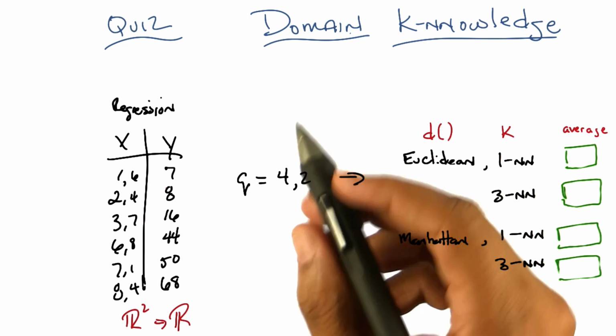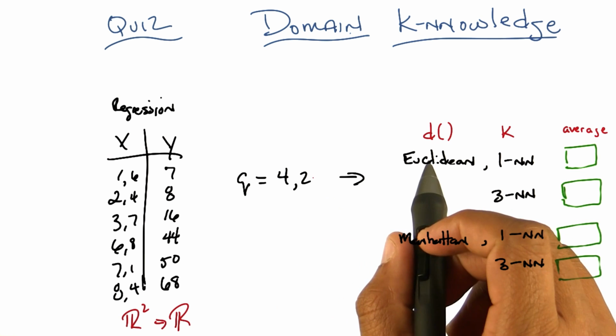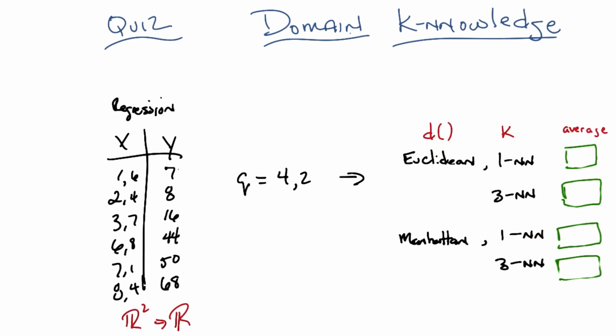And what I want you to do is, given a query point of 4, 2, produce what the proper Y or output ought to be, given all of this training data. You with me? Yeah. Okay, so I want you to do it in 4 different cases.